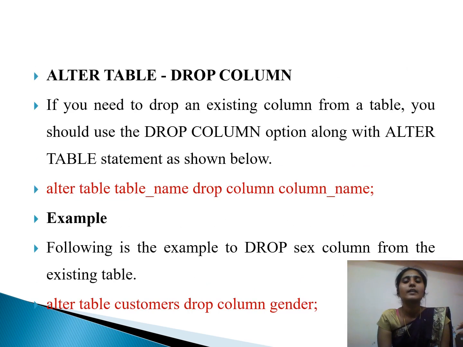Next, alter table for dropping the columns. Here I am going to drop the column gender in the customer table. So again I am using the alter table name. For deleting the column, I am using the drop command. So drop column, and the column I am going to delete is gender. So alter table customer drop column gender.